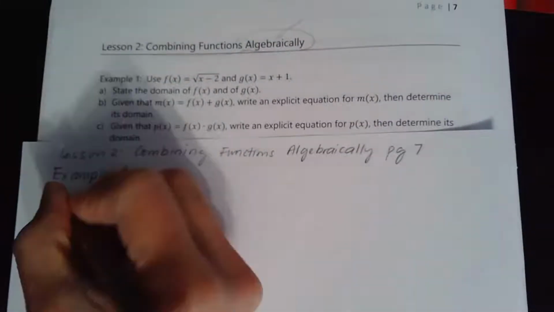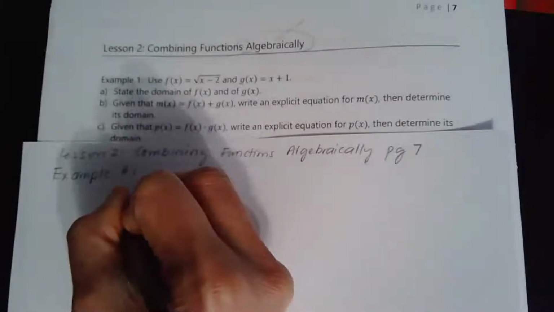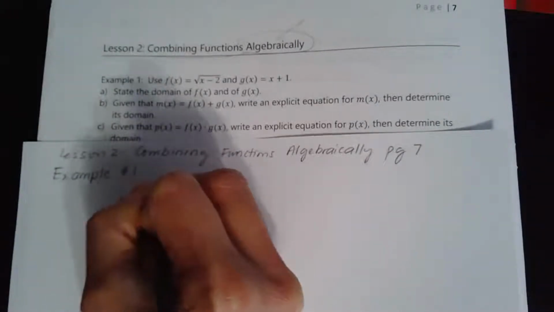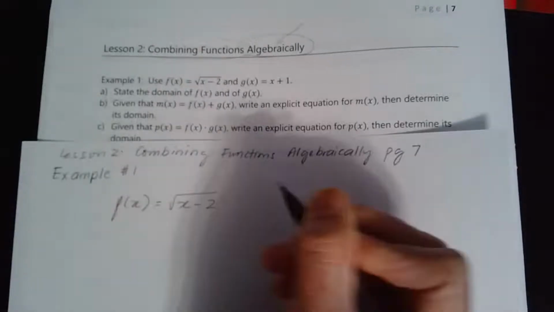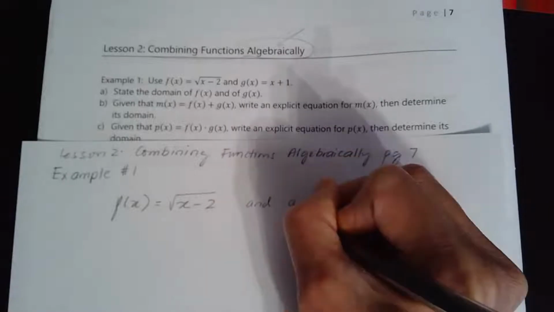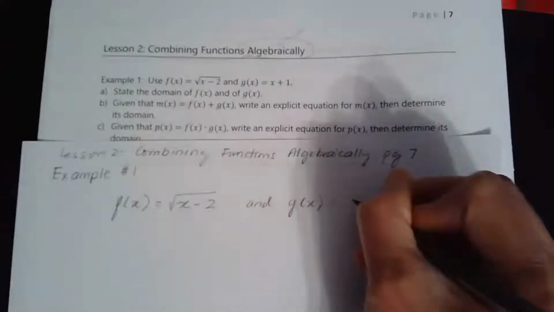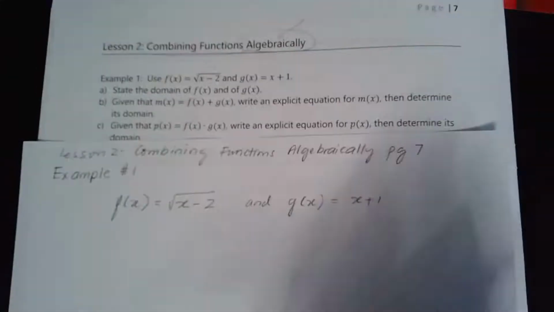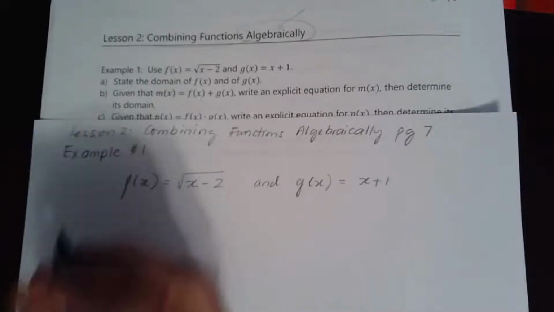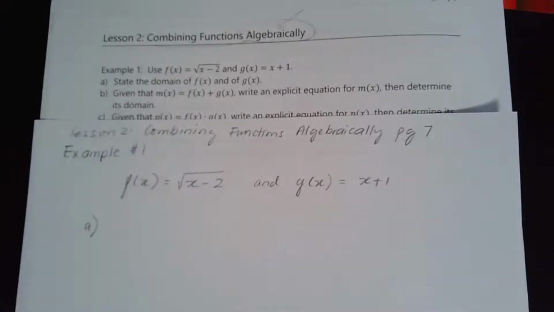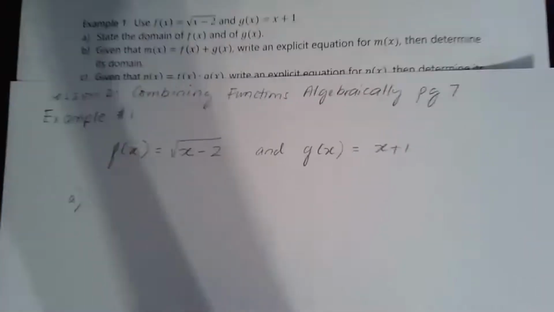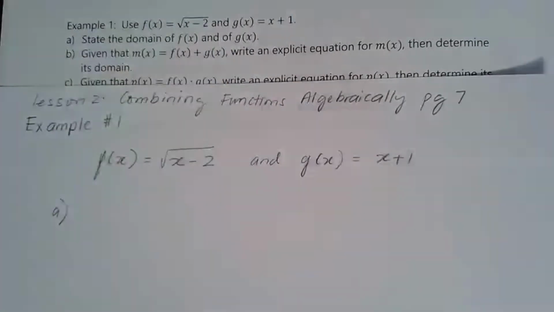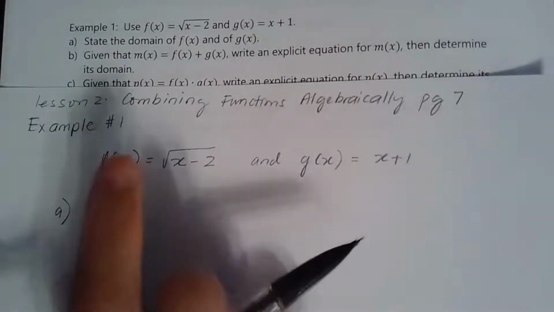So letter A, we are given f of x equals square root of x minus 2 and g of x is equal to x plus 1. State the domain of both f of x and g of x. So we're going to look for the domain, starting off with this one.